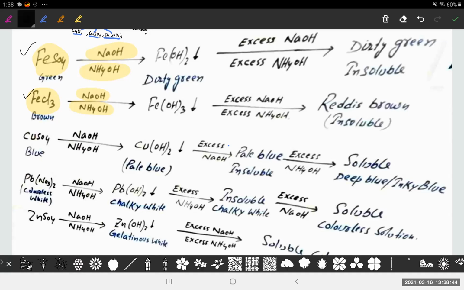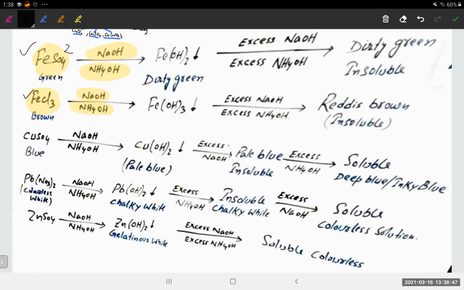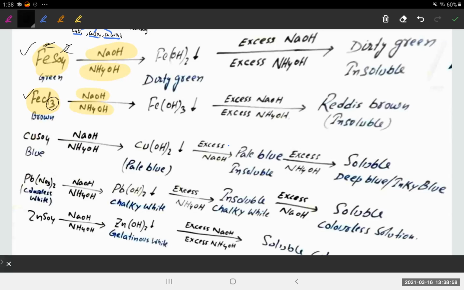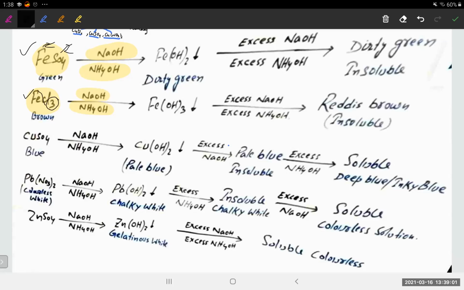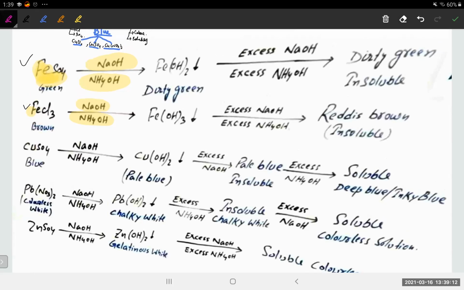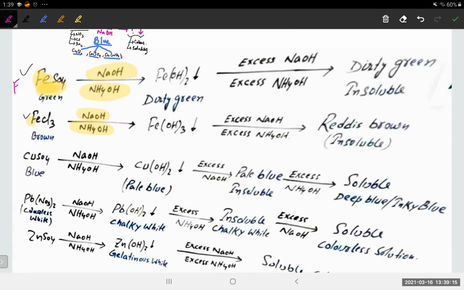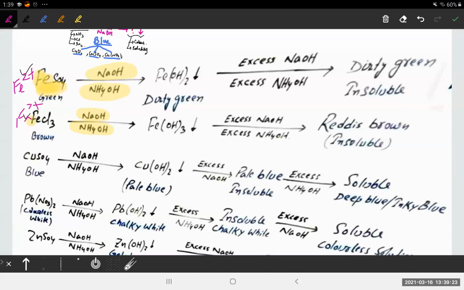Yes, because the valency of sulfate is 2 and the valency of iron is also 2, so they cancel and we don't show them. In this one, chloride has valency 3, so it must have been cross multiplied, which means ferric has valency 3. The conclusion is that this one is Fe2+ and this is Fe3+. I hope this is clear to everybody.